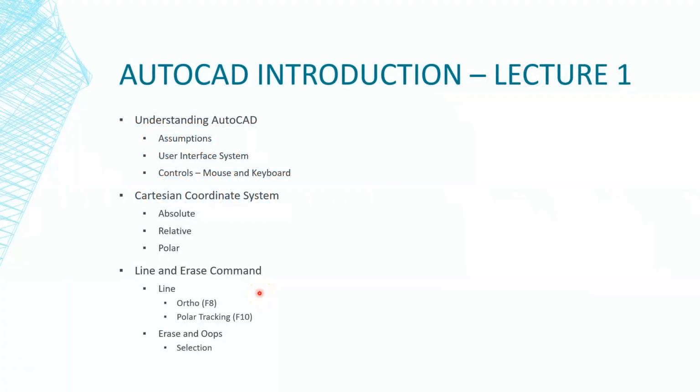Some of the things that we're going to be discussing in this are some assumptions that I'm going to assume that you know here in the beginning, and I'll tell you exactly what they are. We're going to take a look at the user interface. We're going to talk about the mouse and keyboard, and then we're going to start actually transitioning into AutoCAD. If you can think of AutoCAD as nothing more than a big piece of graphing paper, that's going to help you out a lot with understanding this.